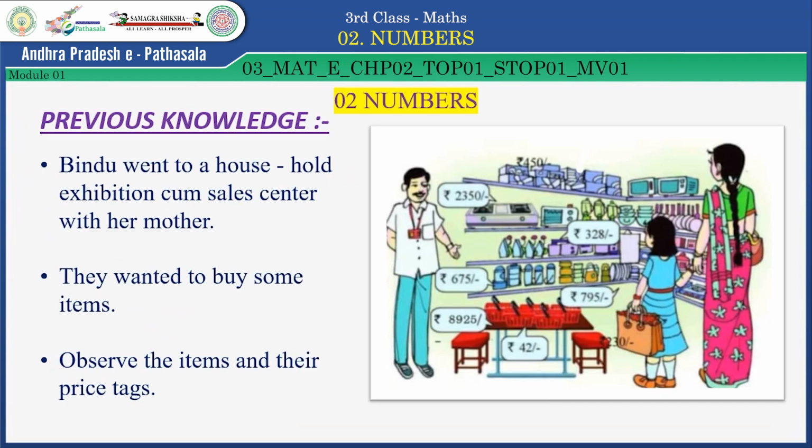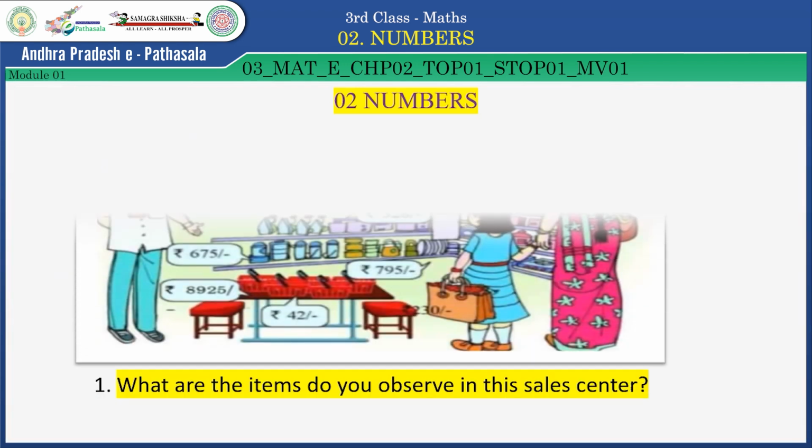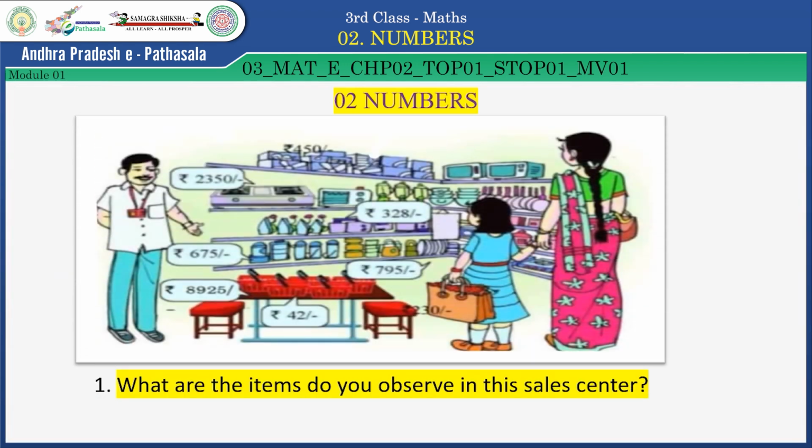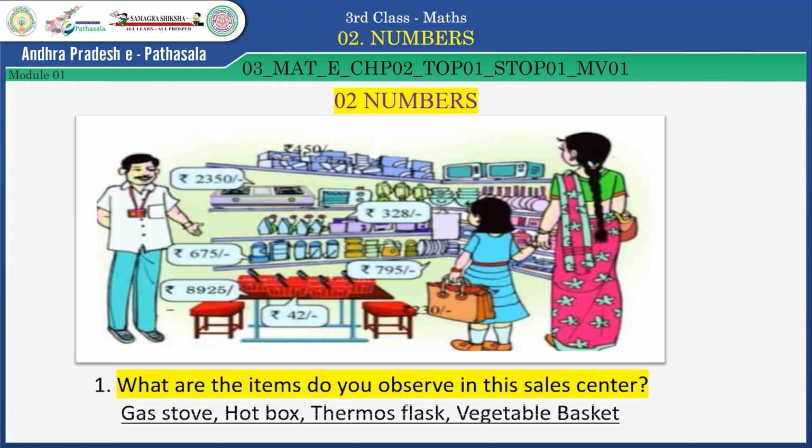Observe the picture carefully. Bindu went to a household exhibition cum sale center with her mother. They wanted to buy some items. Observe the items and their price tags. Now, let us answer some questions. What are the items you observe in this sale center? Yes, very good students. Gas stove, hot box, thermos flask, vegetable basket.